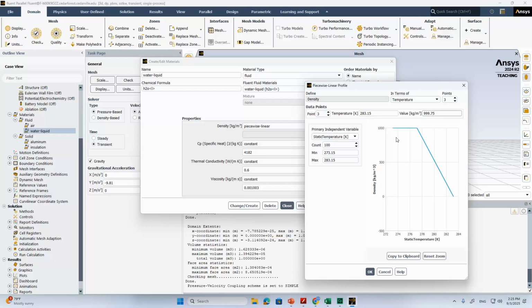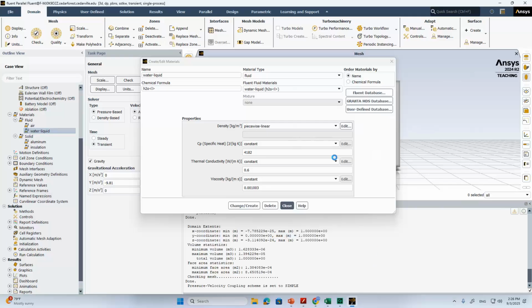So it is a quite interesting data set. The water density in fact reaches its maximum at 4 degrees Celsius, and it drops when the temperature is lower than 4 degrees or higher than 4 degrees. Anyways, now we have such a piecewise linear density distribution that Fluent can use to interpolate into this data set to find the density at different temperatures.